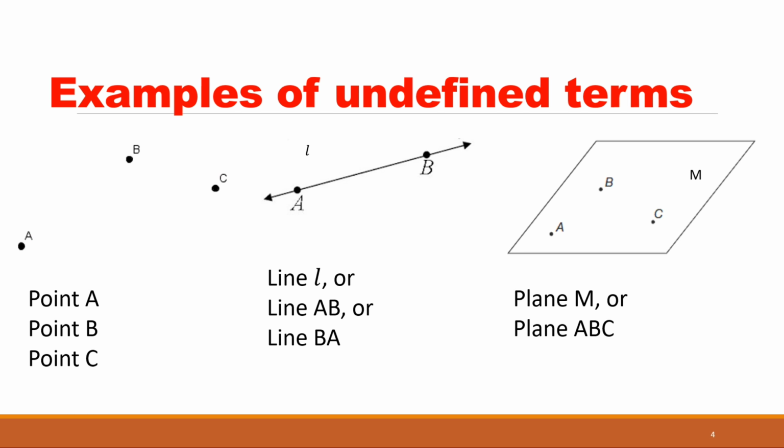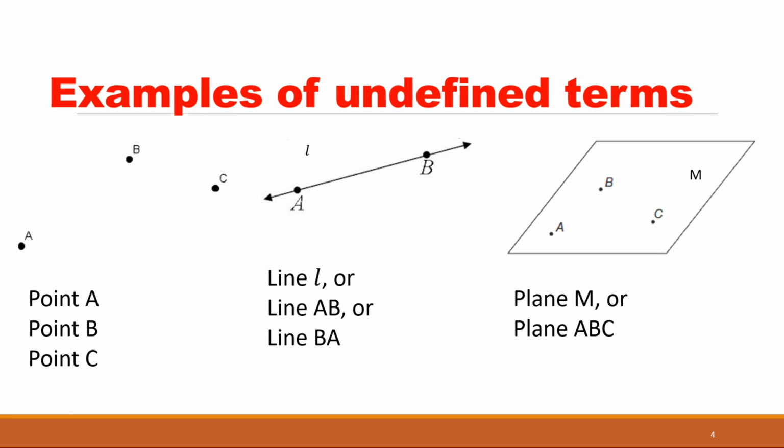On the next one, you can see here a line. We have point A and point B. How are you going to name it? There is a small letter l. So you can name it line l, using lowercase. Then uppercase, line AB or line BA.